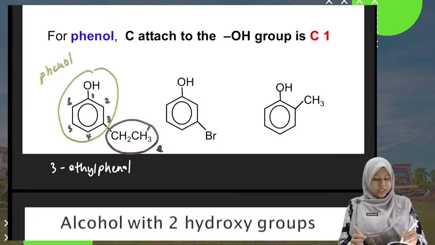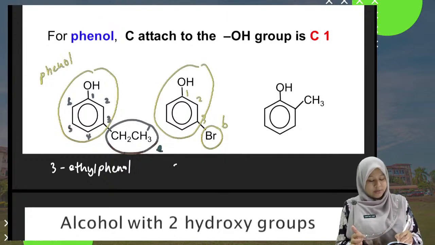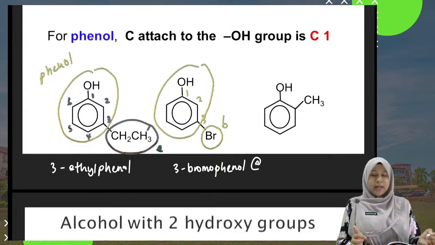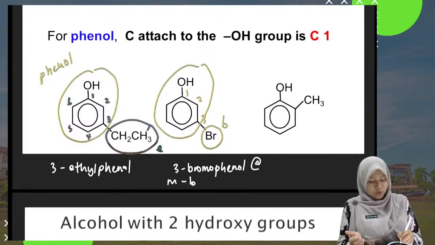Okay, the second structure. Also, we have phenol here, and then we have bromine, Br. So, number 1 must start at OH. So, 1, 2, 3. So, we have 3-bromophenol. Or we can say substituents at 1, 3. Okay, location 1, 3 we call as meta-bromophenol.